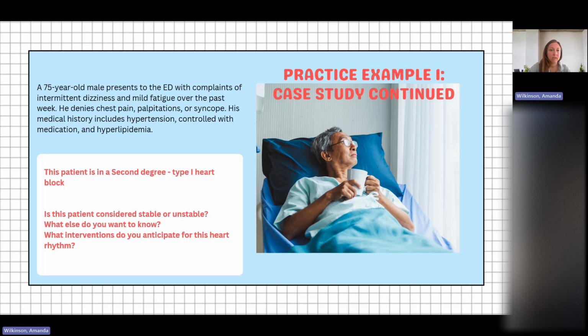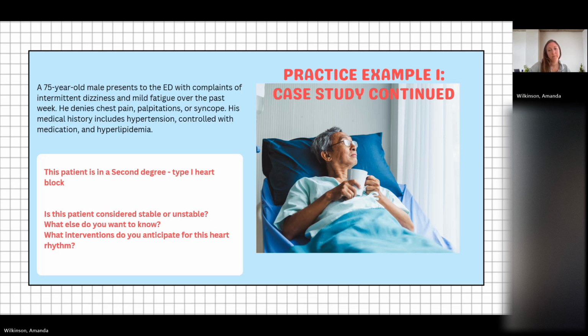And make sure you know what his status is as well, because we need to know how far we escalate his care. Any questions about that one?